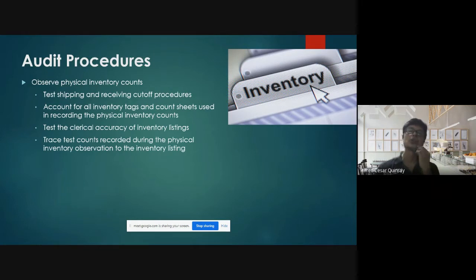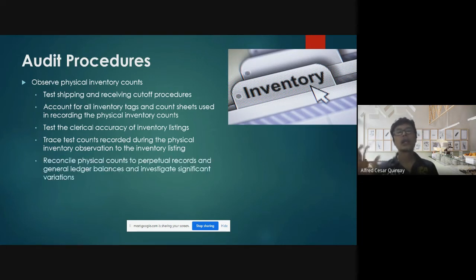Trace test counts recorded during the physical inventory observation to the inventory listing. So pag sinabing tracing, so you move forward, no? Trace test counts, no? Recorded during the physical count observation to the inventory listing. So yung mga nandun sa physical inventory, okay? So iti-trace mo 'yon na dapat dun sa observation mo, dapat nakalista sila dun sa inventory listing. So kung ano yung nakita mo dito, okay? So dun sa physical count mo, no, it should be naandun sa listahan sa inventory listing.